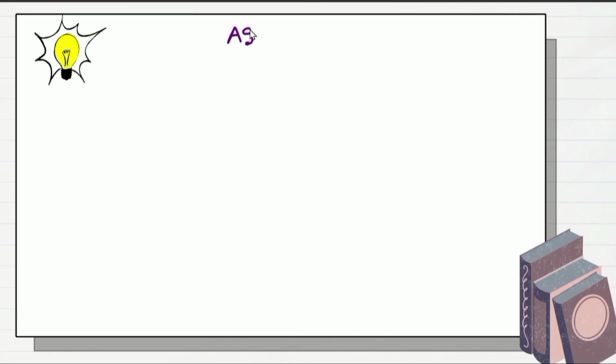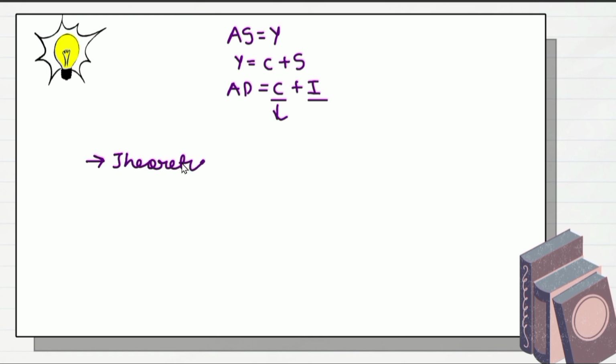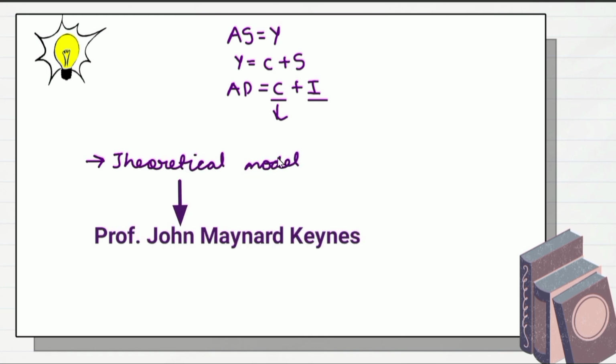Now we know that AS is equal to Y, aggregate supply is equal to national income, and income earned would be consumed or saved, right? AD, which is aggregate expenditure that different sectors are willing to incur, is nothing but C plus I. So C is consumption expenditure and I is investment expenditure. So households want to purchase goods and services, so they want to incur expenditure on consumption, and producers want to incur expenditure on investment.